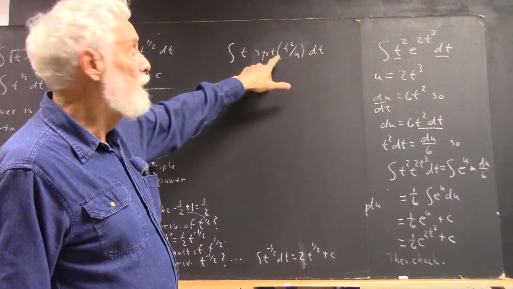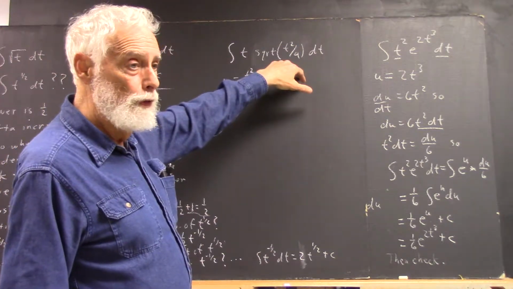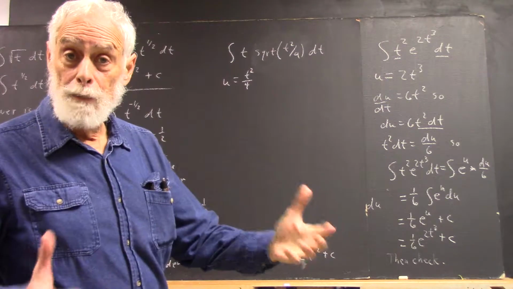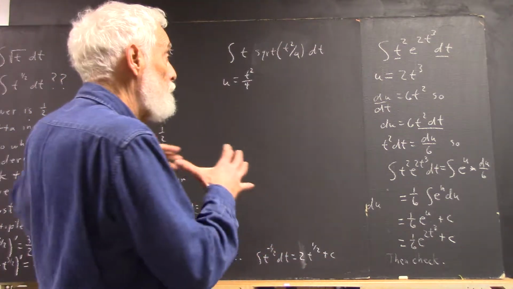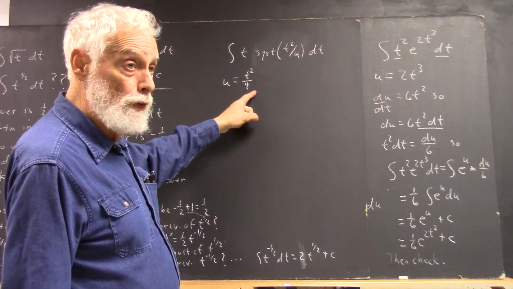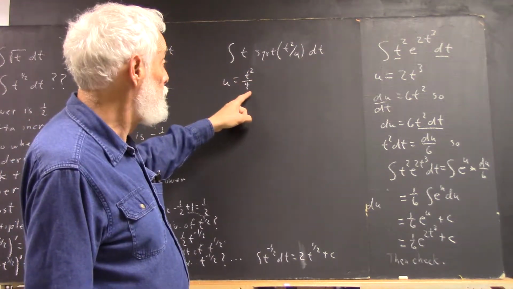Now we want to apply these ideas to this antiderivative. And of course, the square root of t squared over 4 can be simplified to t over 2. That'll give us a good check, but we want to go through the process we've been using, starting with u equals t squared over 4.